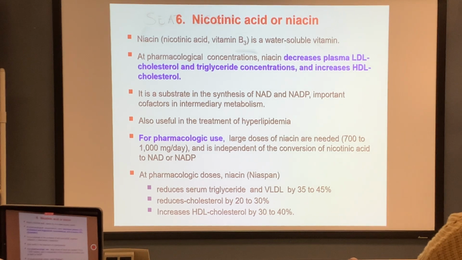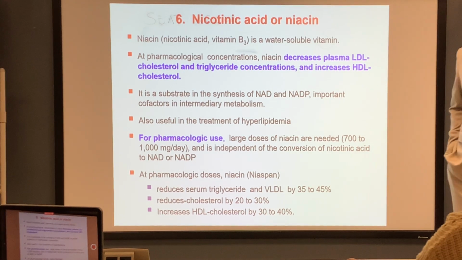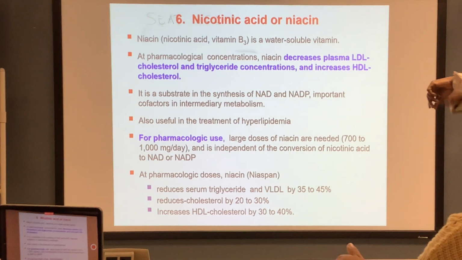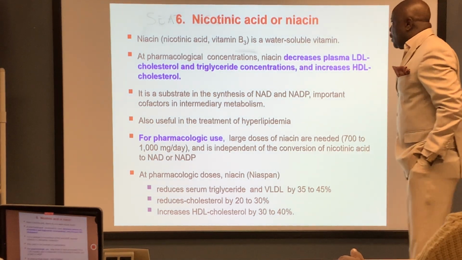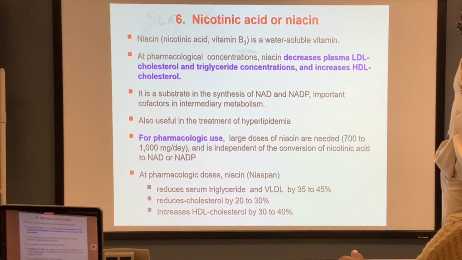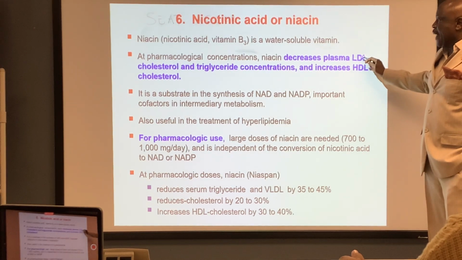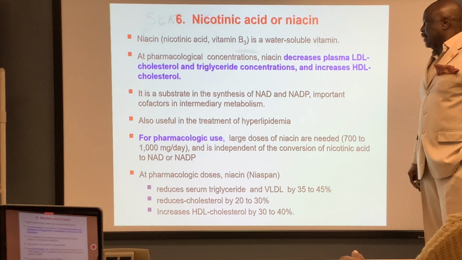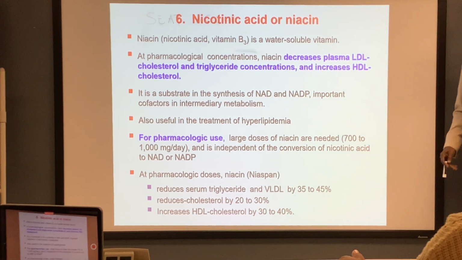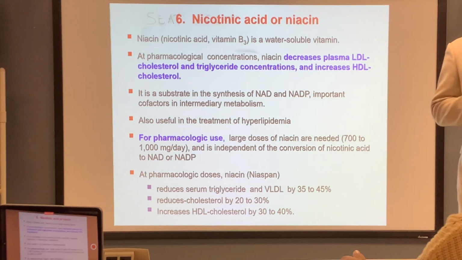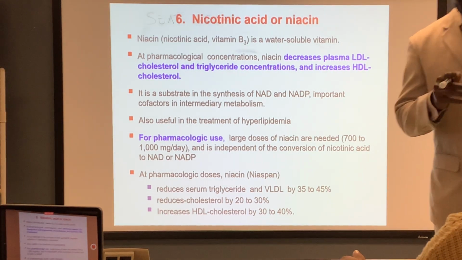The sixth group would be the nicotinic acid, or niacin. Nicotinic acid, or niacin, is a water-soluble vitamin which is known to decrease LDL cholesterol and triglycerides, but will also increase HDL. This is one thing you've noticed about nicotinic acid now, and it's one of my questions I may ask.